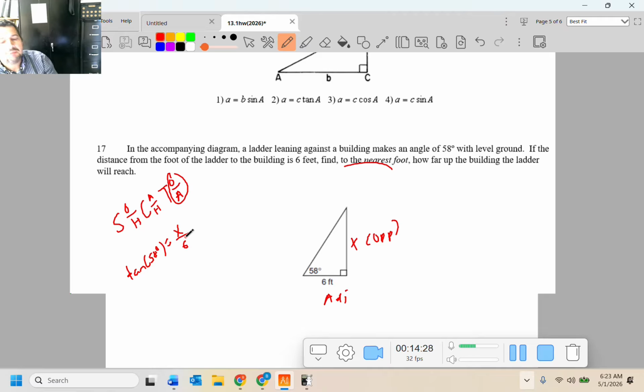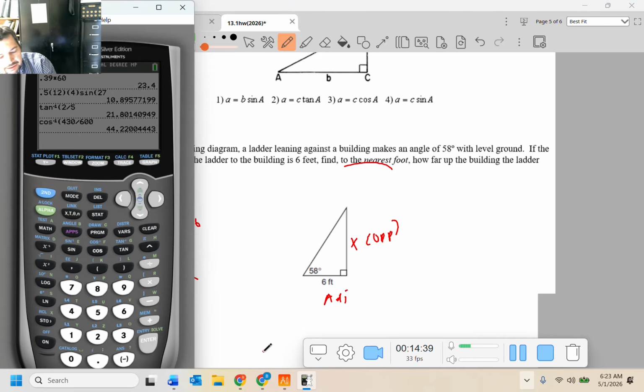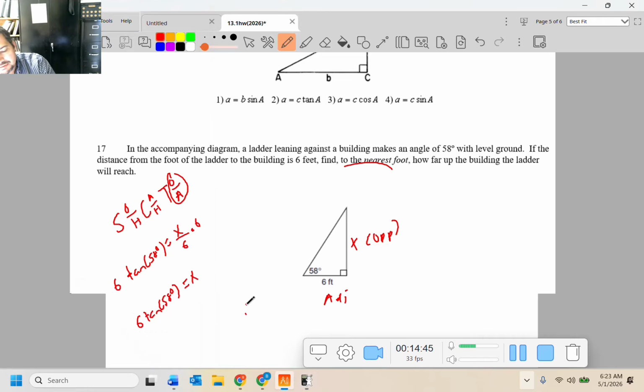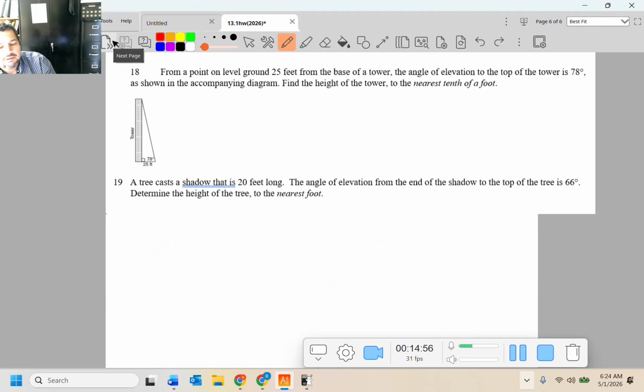And this thing is so blasted easy to solve. You just multiply both sides by 6 and it's done. So 6 tangent of 58 degrees is my x value. Then I push buttons in my TI-84, 6 tangent of 58, and I get about 9.6. They want me to round that to the nearest foot, so I'm going to take that up to 10 foot. They want it in layman's terms. It is about 10 foot.